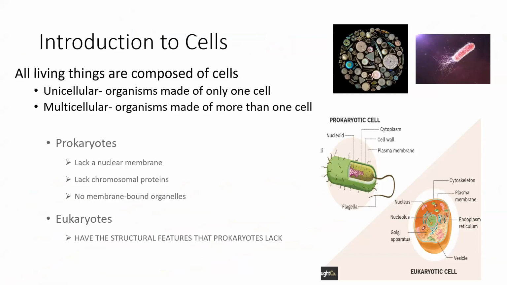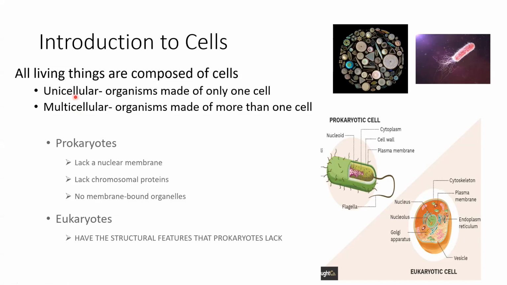So all living things are composed of cells, and this is essentially the cell theory. Organisms can be made of either one cell, and this would be referred to as unicellular, or organisms could be made of more than one cell, and this would be referred to as multicellular. So multicellular would be humans, for example, animals, plants, things like that.